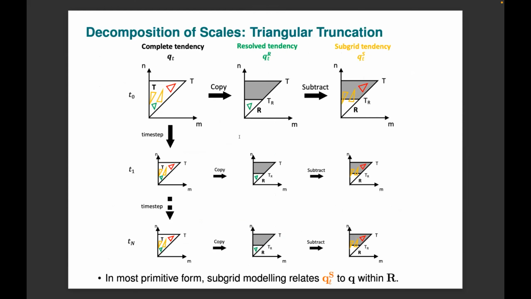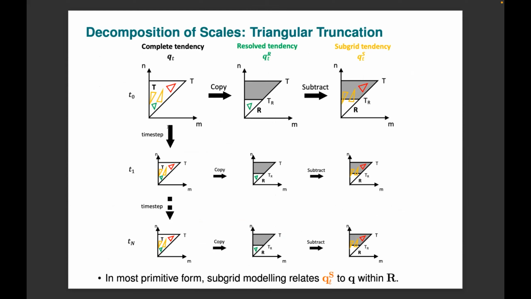Okay, so the first step before we do that, we need to create a database by which we can learn these coefficients. This is a pictorial representation of the nonlinear interactions in the triangular wave number plane. So all of these colored triangles within this black triangle represent the nonlinear triadic interactions.